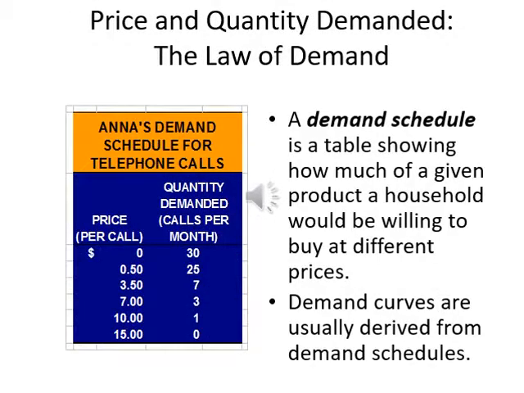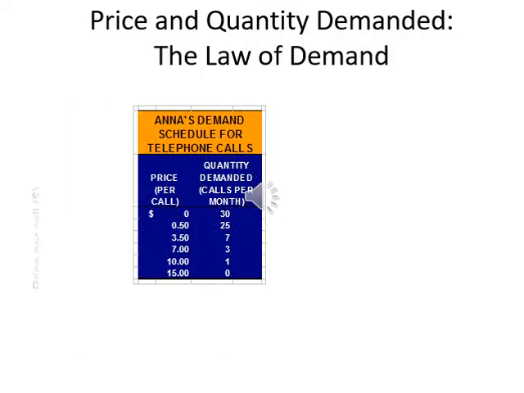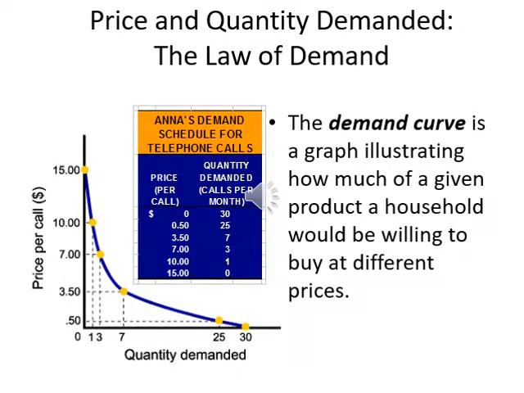A demand schedule is a table showing how much of a given product a household would be willing to buy at different prices. Demand curves are usually derived from demand schedules. The demand curve is a graph illustrating how much of a given product a household would be willing to buy at different prices.